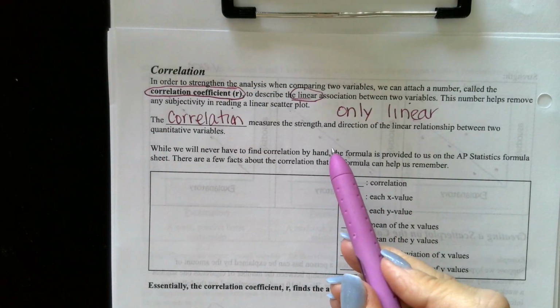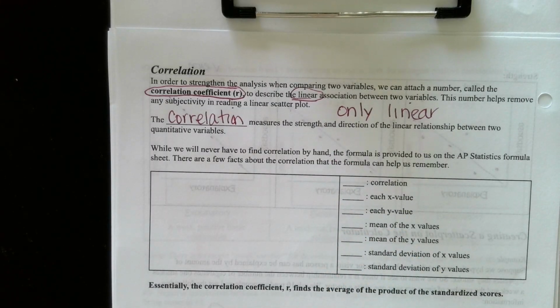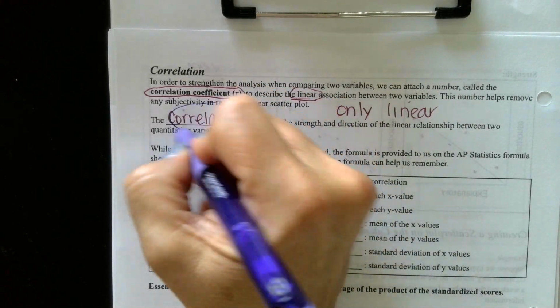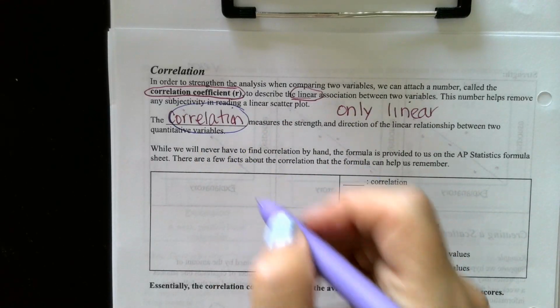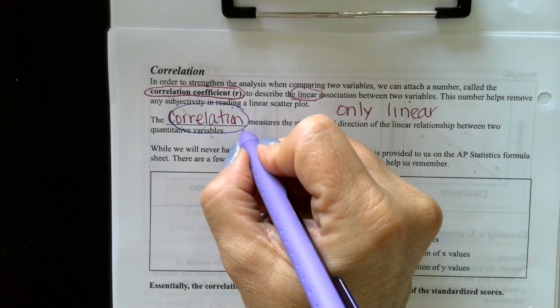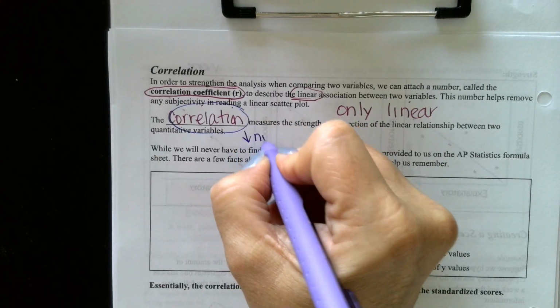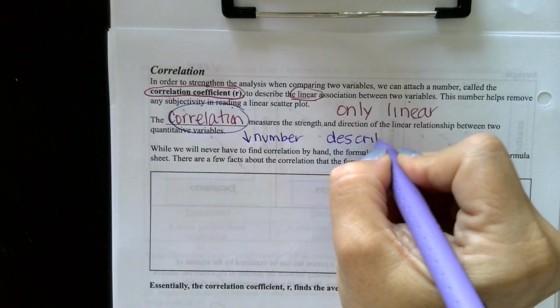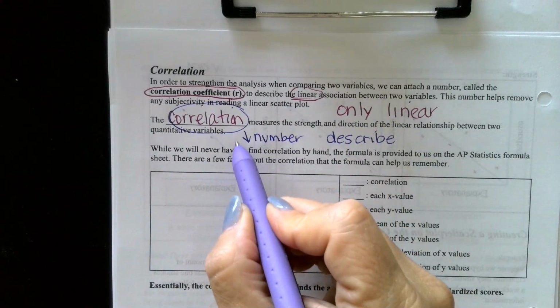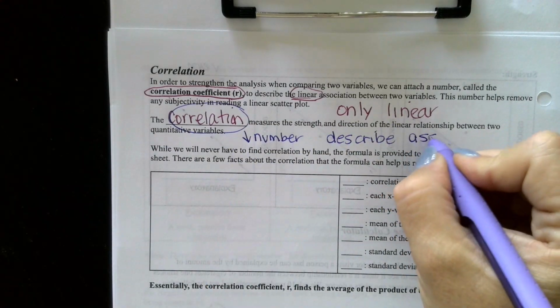And so what we know is that this correlation measures the strength and direction of the linear relationship. Let me be really clear here. Correlation is what we're measuring. We want to know how close the x value and the y value are, and this is the number part of it. When we describe it, we don't use the word correlation, we use the word association.